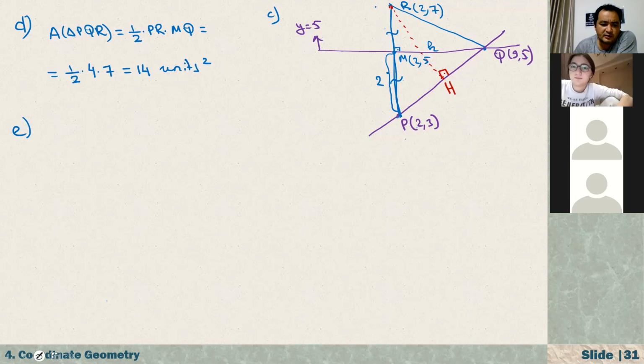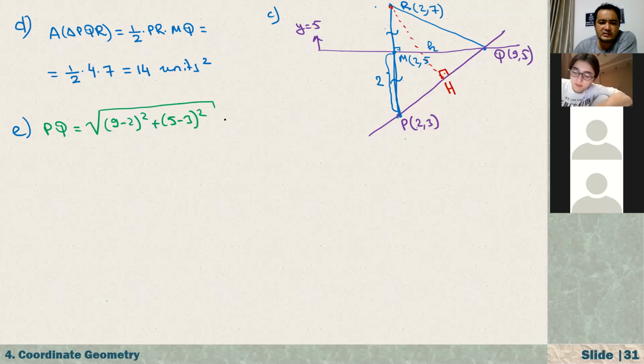So first, let's find PQ. Let's use the distance formula. PQ is equal to the square root of 9 minus 2 squared plus 5 minus 3 squared. It's how we find the distance between 2 points, right? So that's equal to 7 squared, 49, plus 2 squared, 4. That's equal to 53.